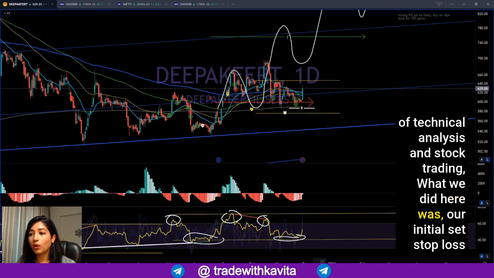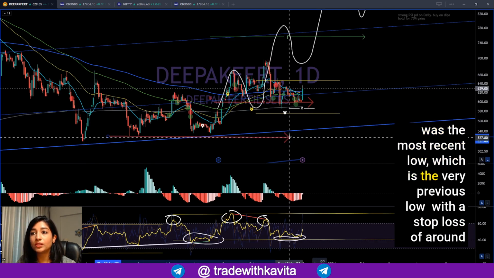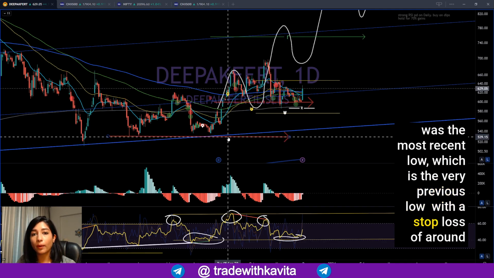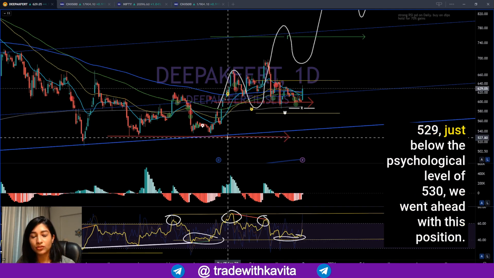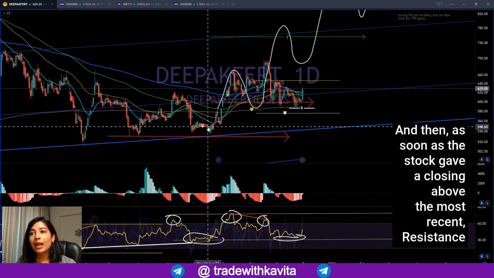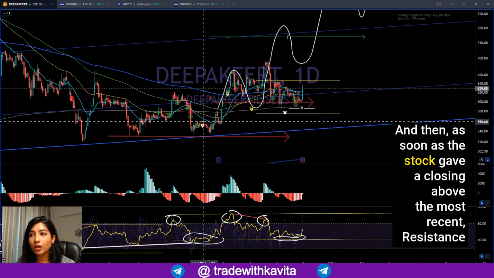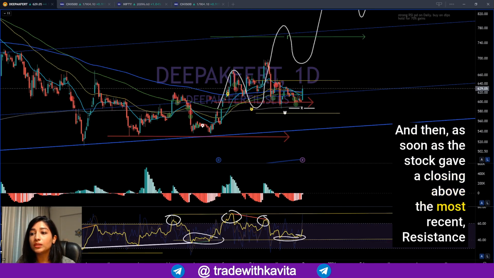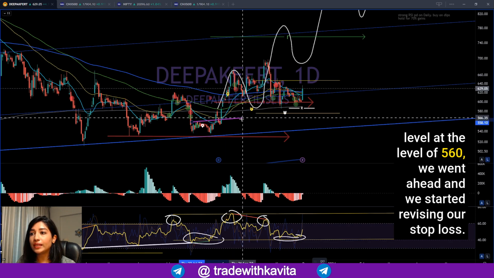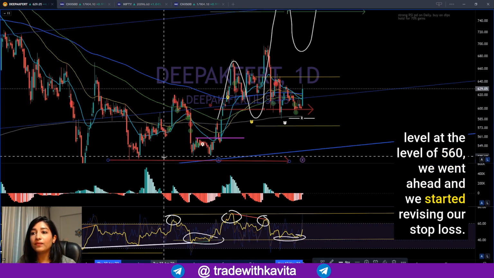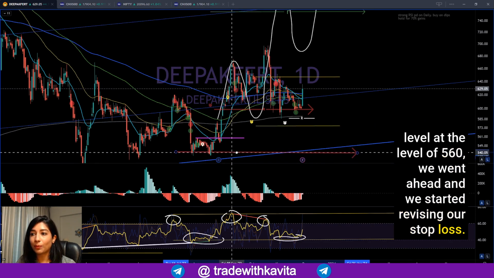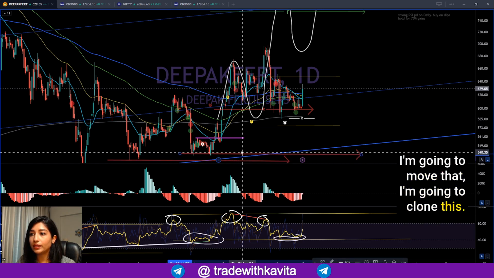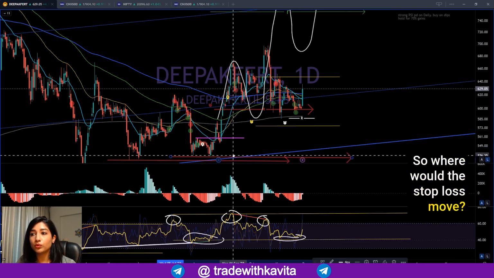What we did here was our initial stop loss was the most recent low, which is the very previous low, with a stop loss of around 529, just below the psychological level of 530. We went ahead with this position. And then as soon as the stock gave a closing above the most recent resistance level at 560, we went ahead and we started revising our stop loss. I'm going to move that. I'm going to clone this. So where would the stop loss move?